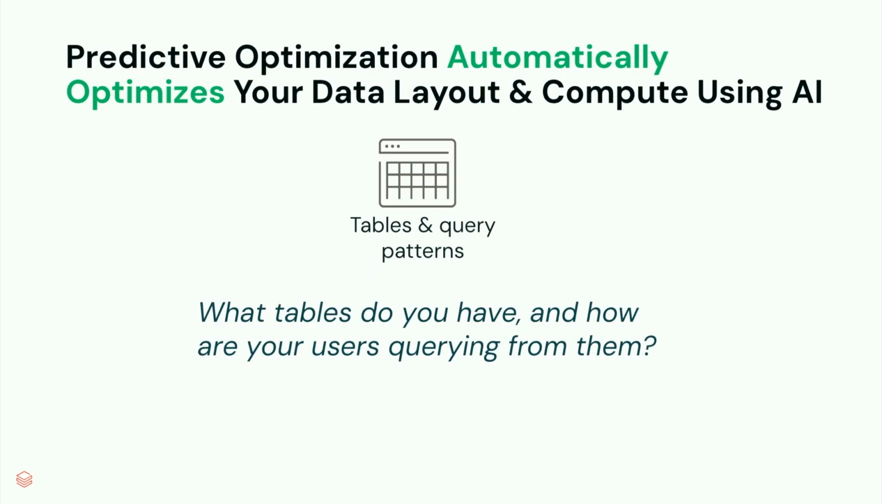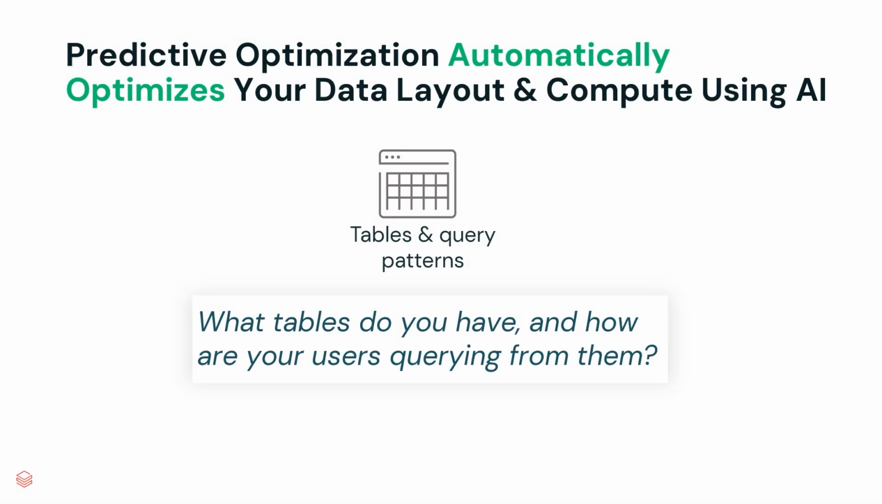So I said predictive optimization. You might be wondering, how exactly does that work? We're talking about predictive optimization. What is it actually predicting? I'm going to walk through that with you here. What predictive optimization does is it automatically optimizes your layout using artificial intelligence.